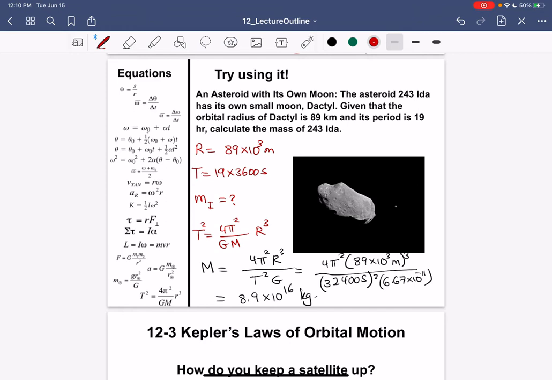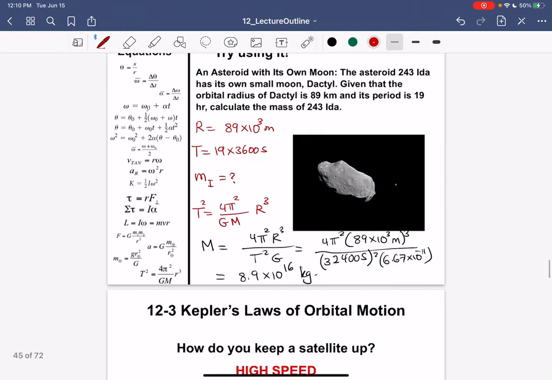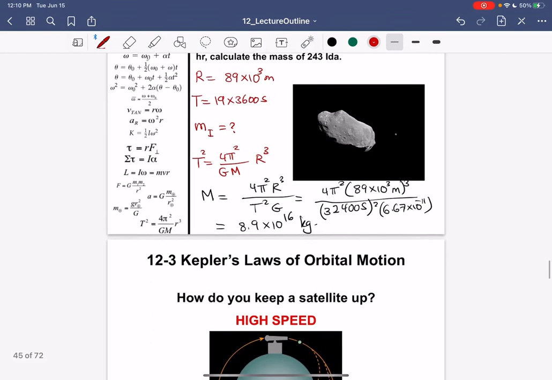And then T squared equals 4 pi squared over GM r cubed, and then M is going to be 4 pi squared r cubed over T squared over G, and with all these values plugged in, you're gonna find 8.9 times 10 to the 16.